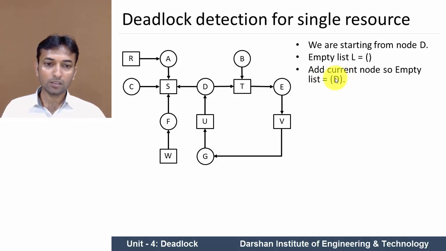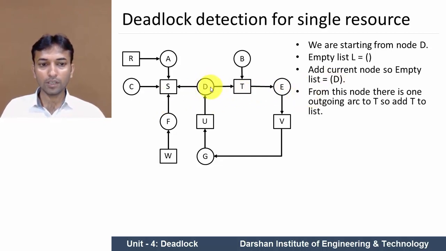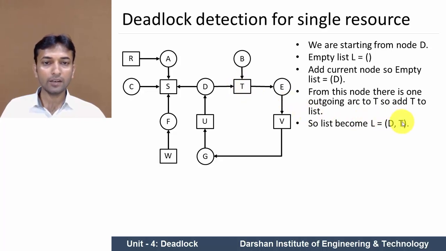Now check whether this D node is repeated in our list. No, it's only one time, so it's not repeated, and right now no deadlock is created. Now find out how many outgoing arcs there are from D, that is from D to T and D to S. We will consider only towards the right side, that is T. There is one outgoing arc from D to T, so add T into our list. Our list becomes D and T.